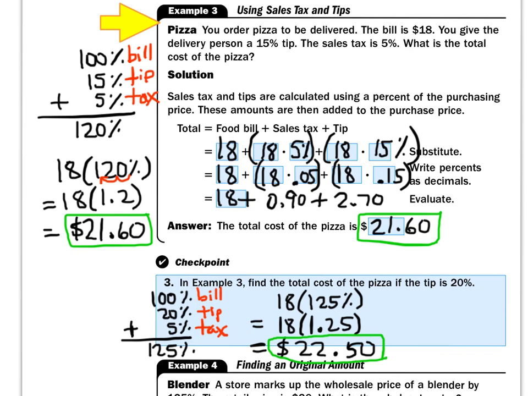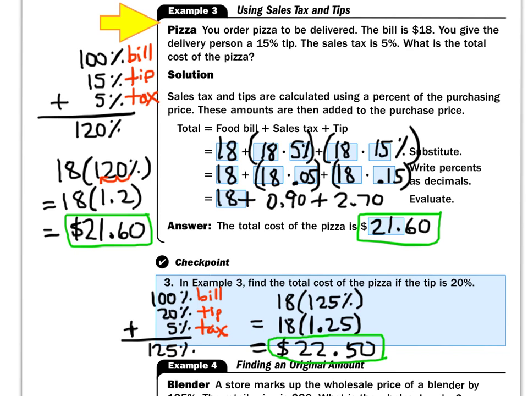However, I think it would be a whole lot faster to do method 2. So notice I did method 2 in the margin. I took all the percentages. The pizza, which is 100%, the original bill. The 15% is the tip, and the 5% is the tax. And I added up all the percents to get 120%. Then I just did 18 times 120%, 18 times 1.2, and that gave me $21.60. So this is method 1, and this is method 2. I kind of like method 2 better, but it's up to you. You use the one you like.